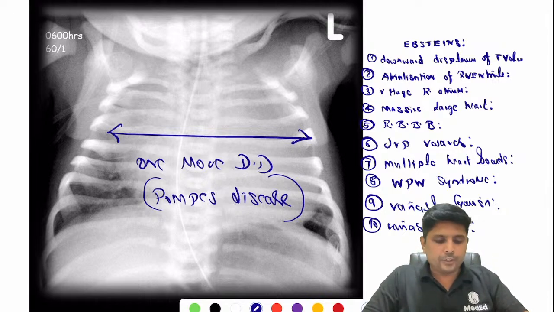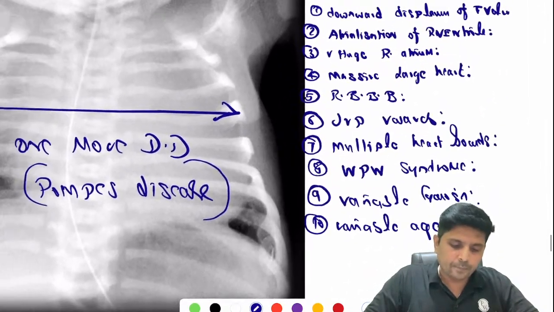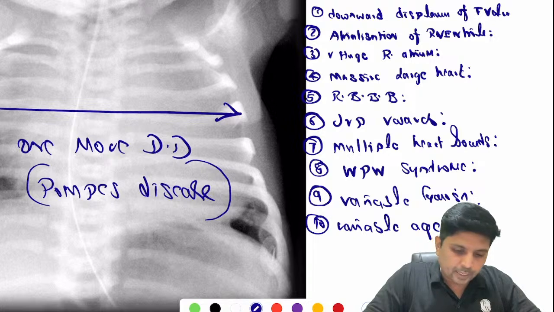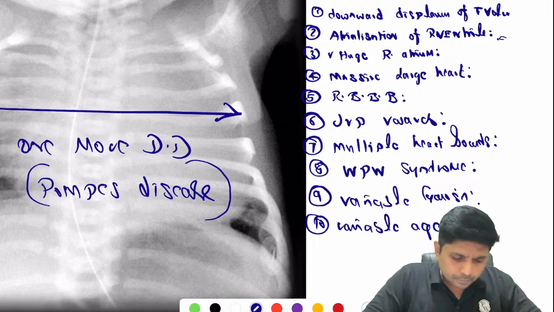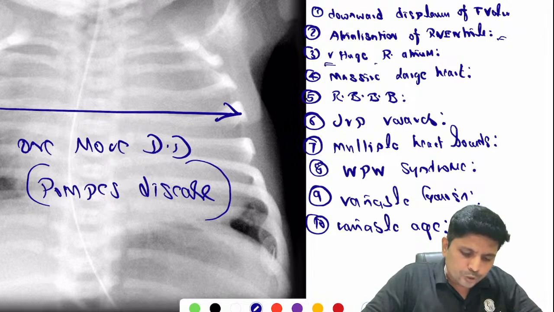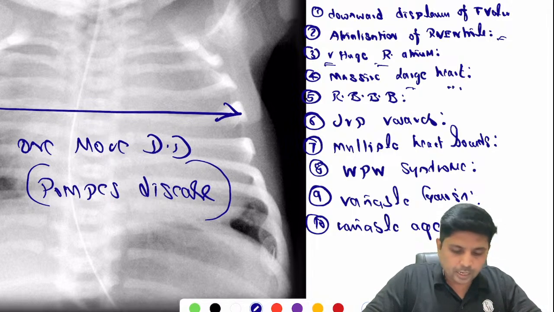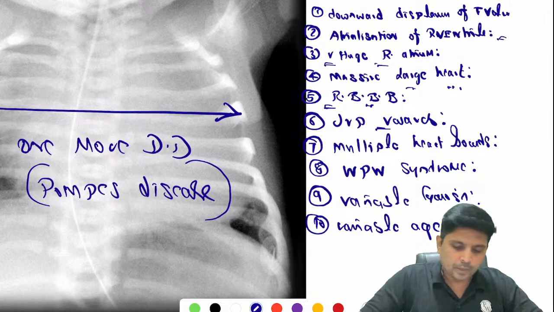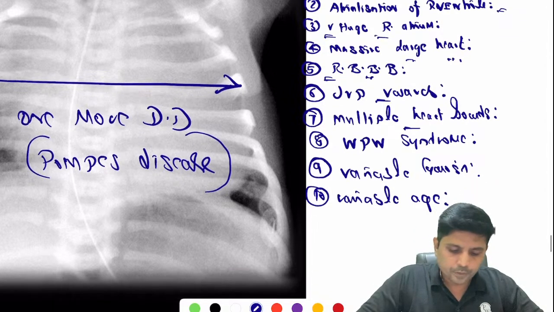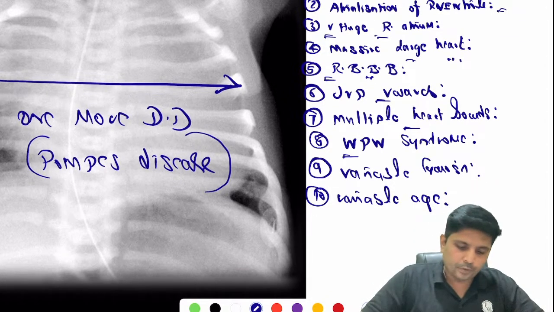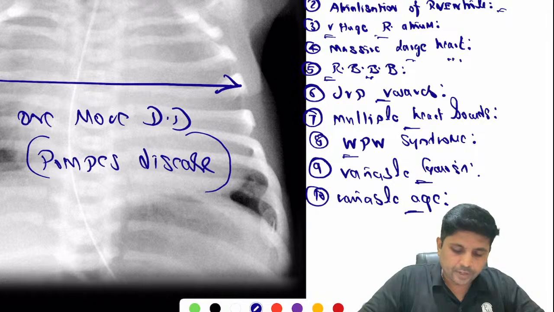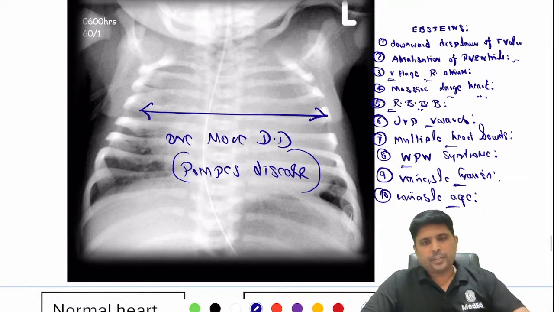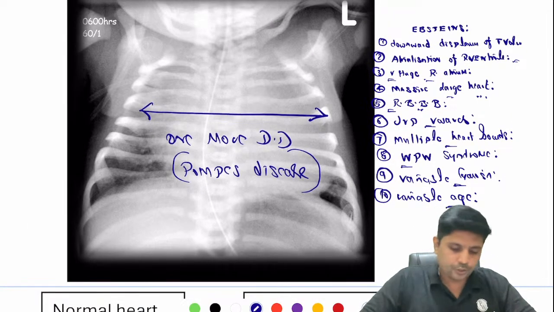So what are all the points you need to know about Ebstein's anomaly? Downward displacement of the tricuspid valve, atrialization of the right ventricle, very huge right atrium, massive large heart, right bundle branch block, V waves in the JVP, multiple heart sounds, WPW syndrome, and variable cyanosis at variable age.